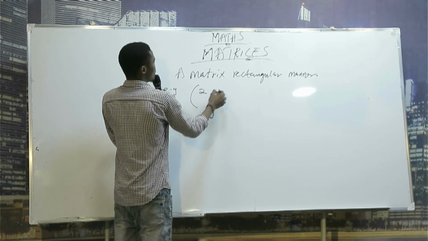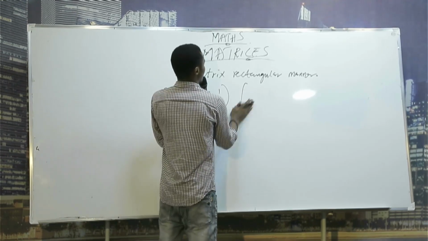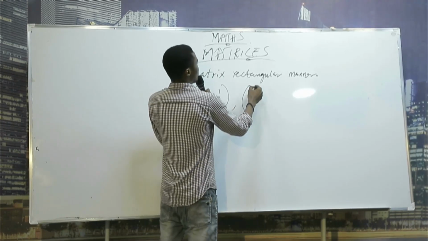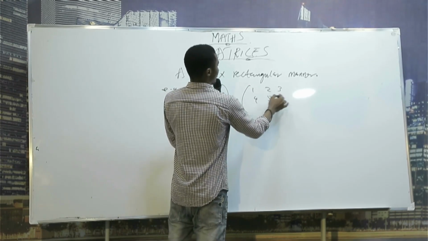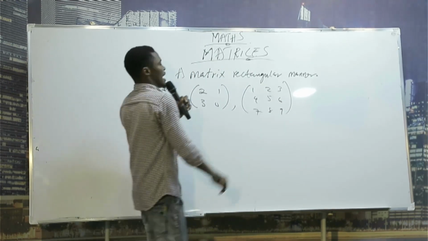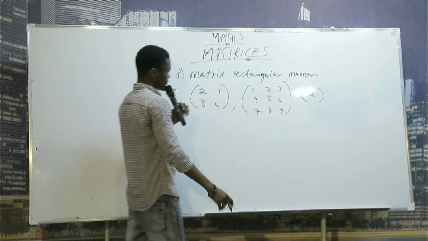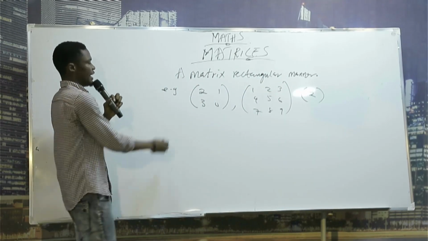We can have something like this, 2, 1, 3, 0. We can have something like this, 1, 2, 3, 4, 5, 6, 7, 8, 9. Something like this. We can even have this too. Like that, etc.